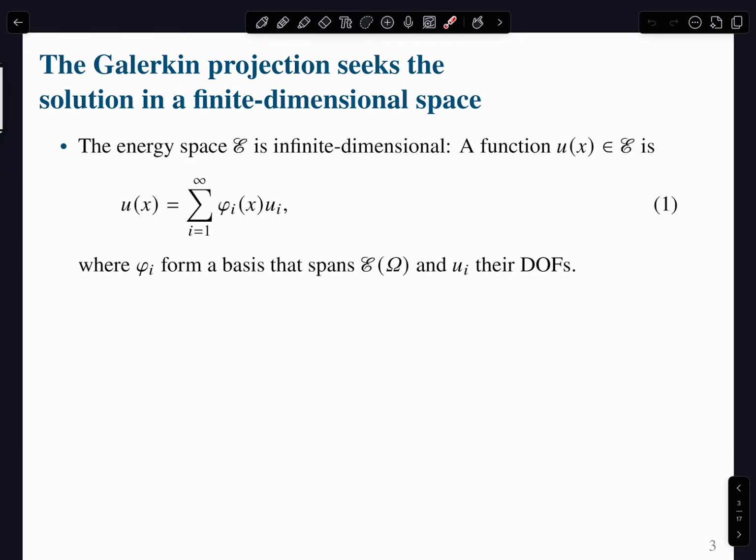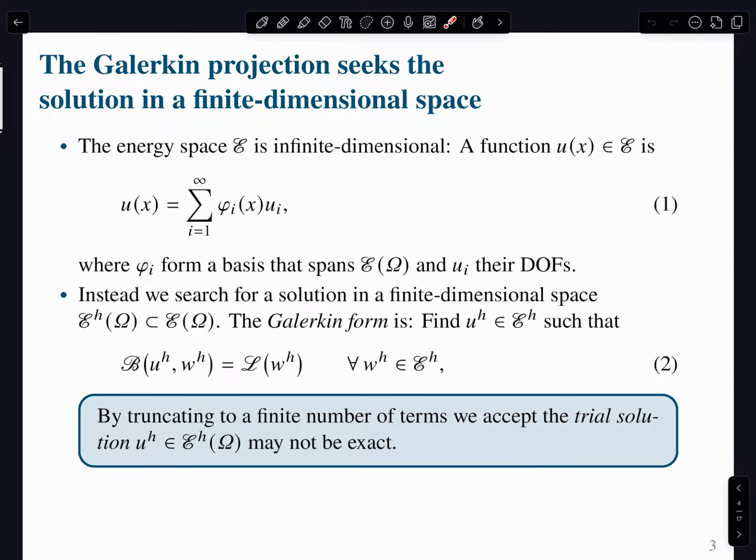Again, we are dealing with infinite dimensional spaces, so you could argue, well, how does a function look when you are dealing with infinite dimensions? Well, you could write it something like this: u of x is the sum of phi_i u_i, i equals 1 to infinity, right? Phi_i is essentially a basis that spans that energy space, and u_i is the so-called degree of freedom. Those are just coefficients that are scaling each of the basis functions. You all have seen that in the past.